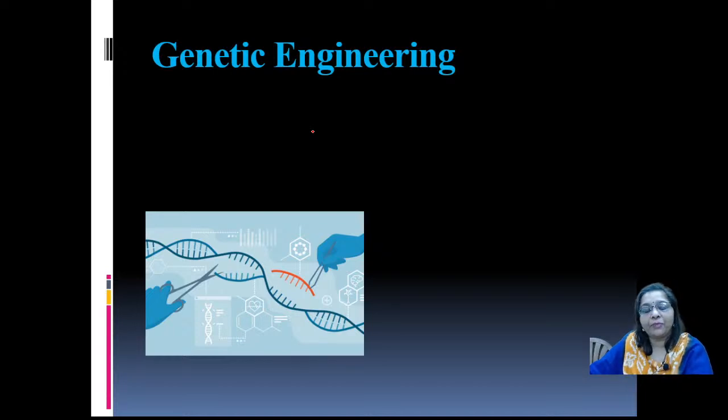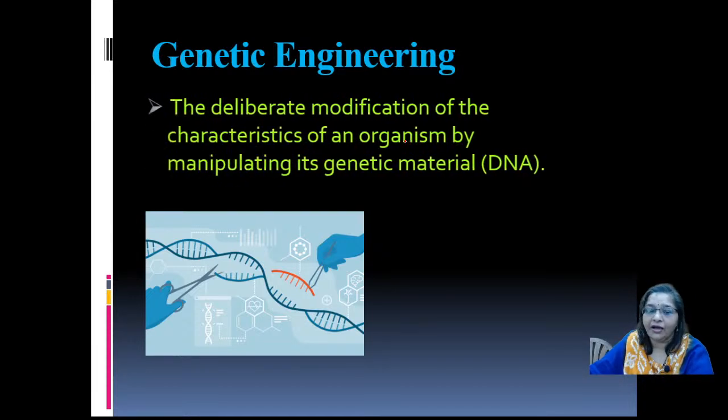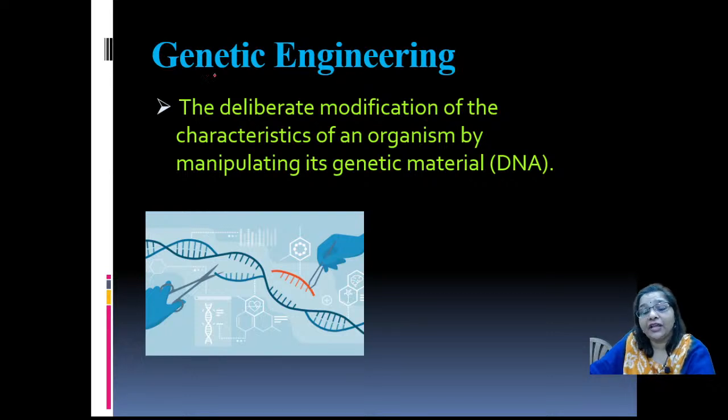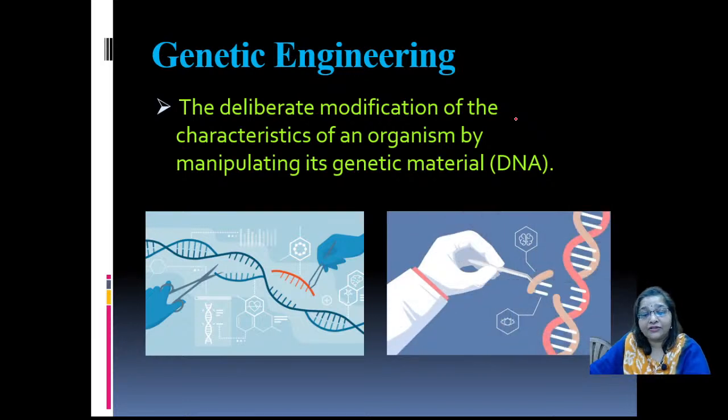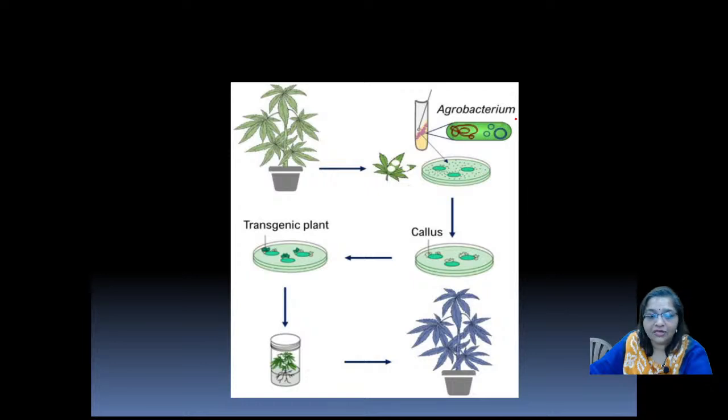So when part of DNA, that is genes, are being modified with desired genes for desired characteristics, then this results in plants which are called genetically modified plants or transgenic plants, right? So genetic engineering is the deliberate modification of the characteristic of an organism by manipulating its genetic material, called the DNA. So that is how the transgenic plants, the hybrid plants are developed.